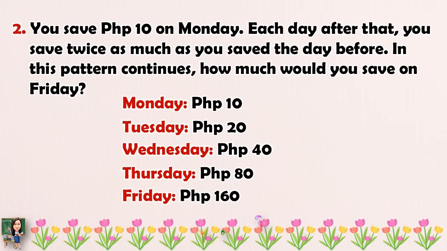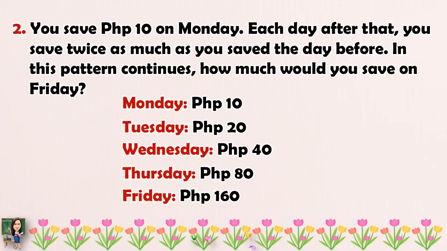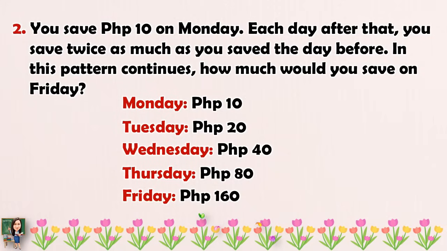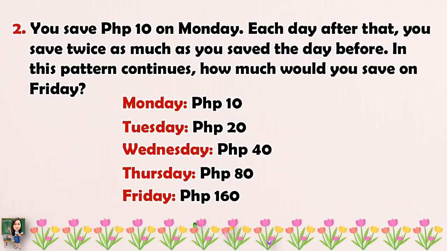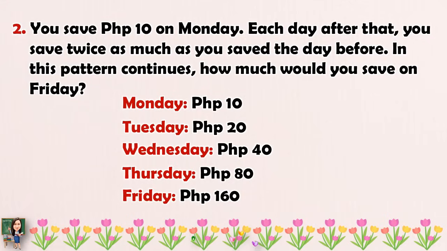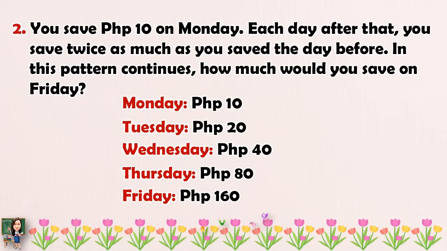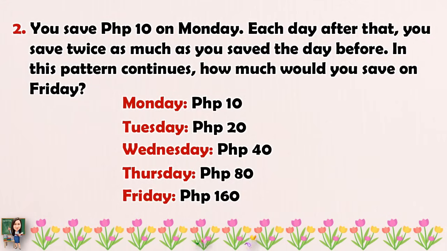So the rule for this is add 10. 10 plus 10 equals 20. Then add 20. 20 plus 20 equals 40. Then add 40. 40 plus 40 equals 80. Then add 80. 80 plus 80 equals 160. So on Friday, you will save 160.